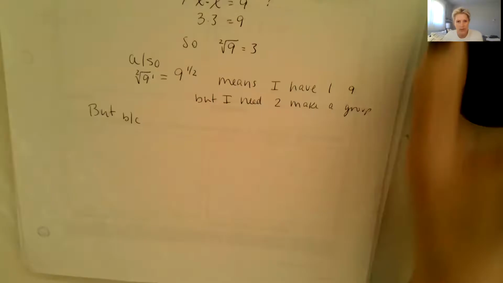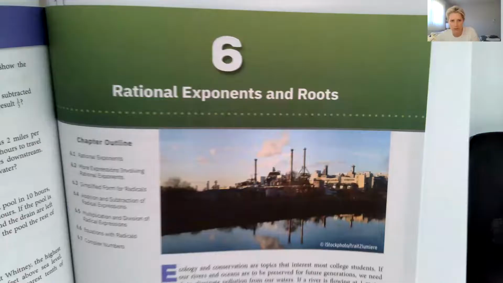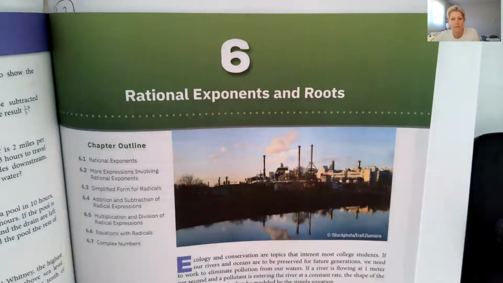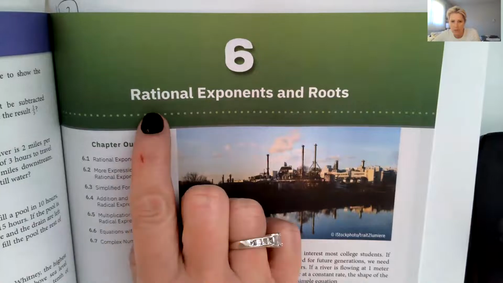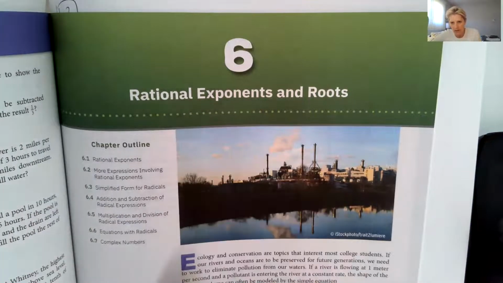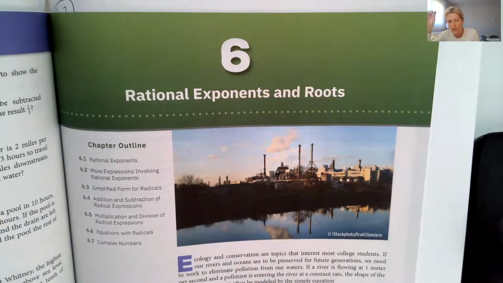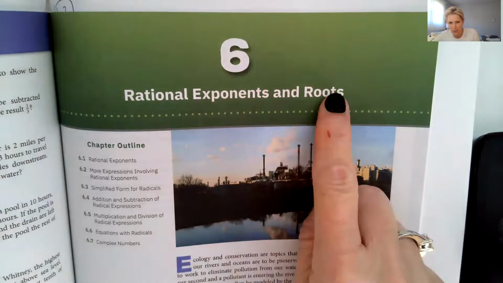Welcome back, and we are going to begin working on a few sections in chapter 6. And chapter 6 is all about rational exponents and roots. So rational, when we see the word rational, we should think of fractions, and exponents are that superscript up above. So that means we're going to have a fraction in our exponent spot, and then we're going to learn about roots.